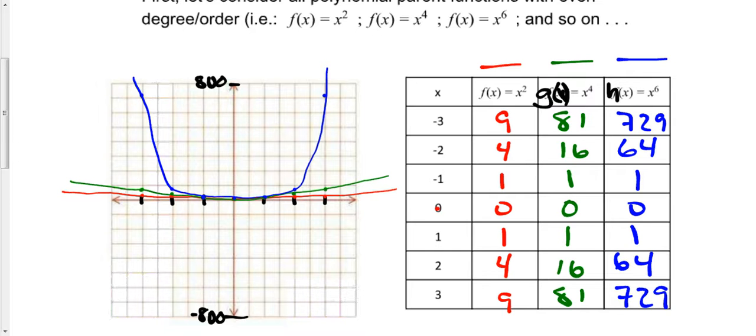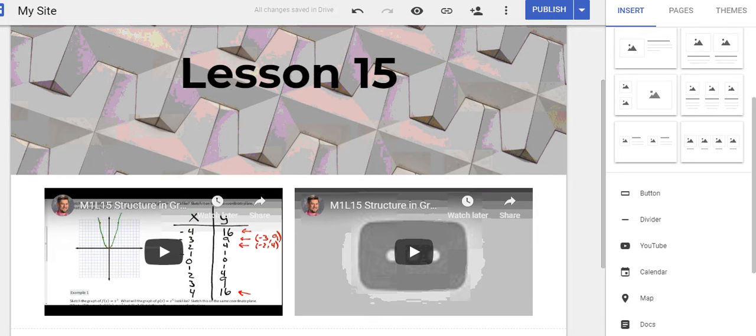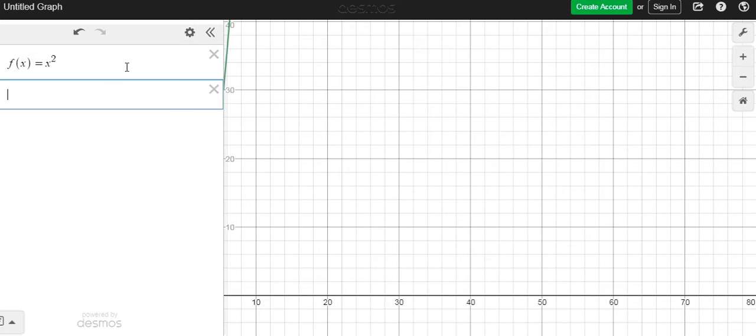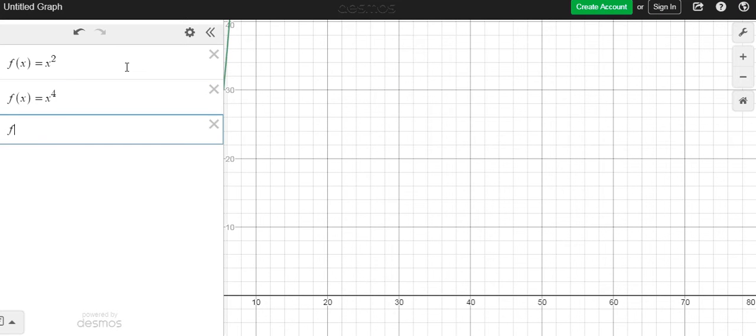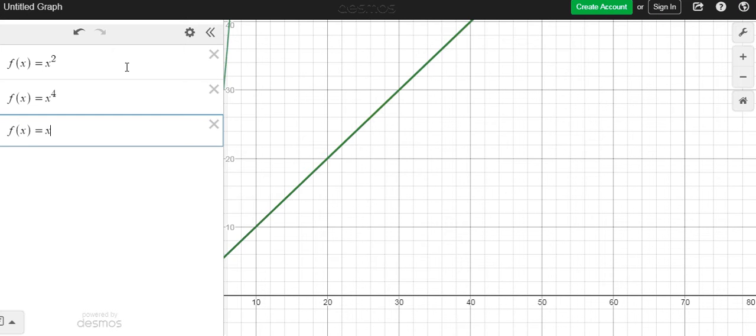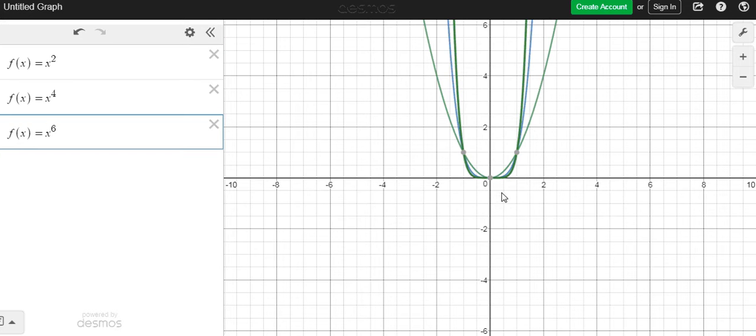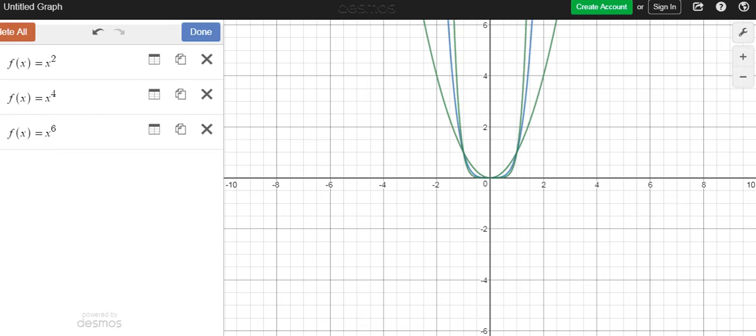Here's what I want to do. This will really illustrate it better. Let's go to our favorite graphing utility. f of x equals x squared, f of x equals x to the fourth, and f of x equals x to the sixth. Okay? Let's go to our home screen. And now I want to change these colors to what we had before: red, green, and blue.